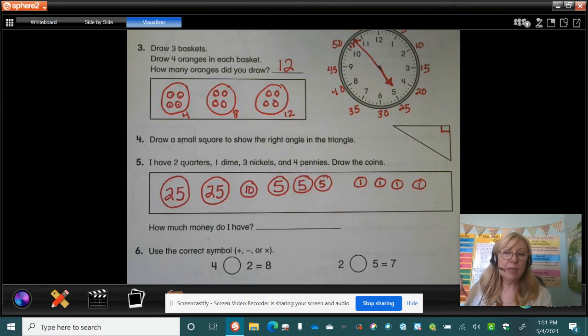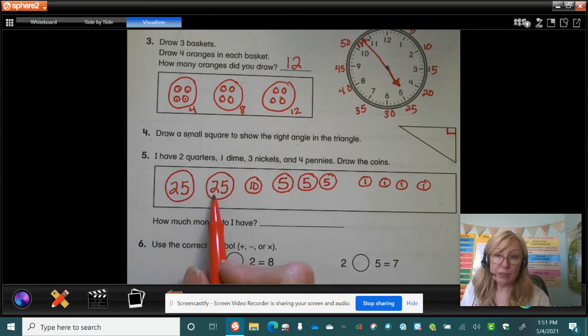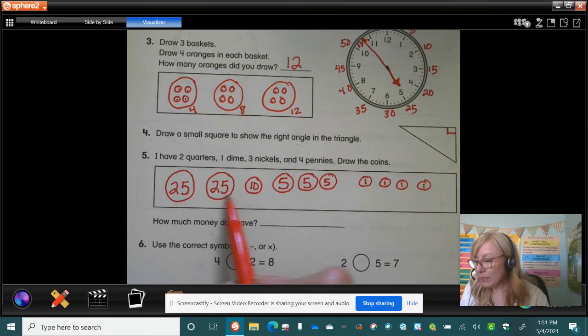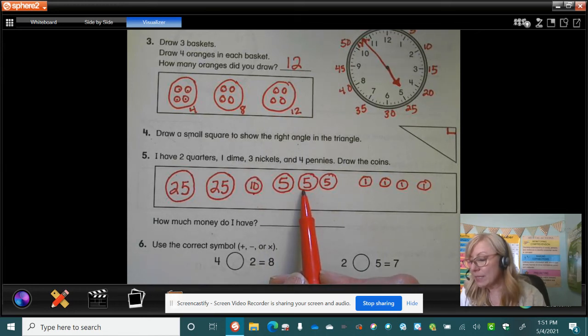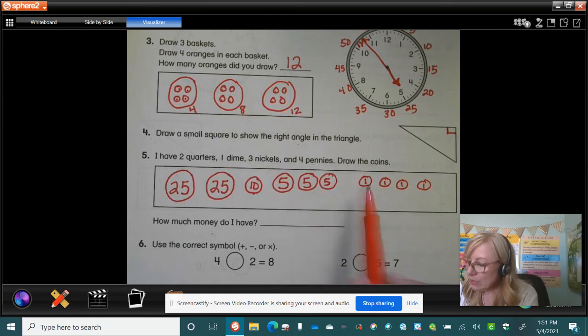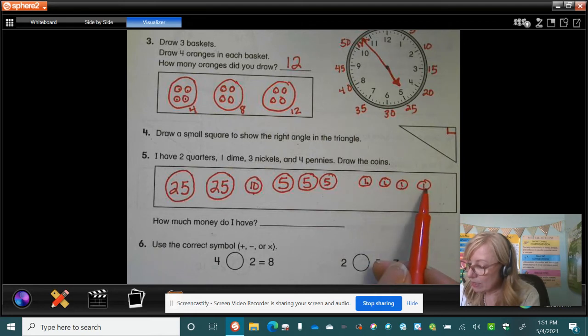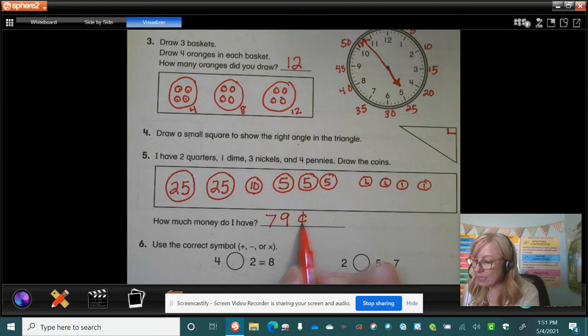Okay, now it's time to count our money. I know 25 and 25 is 50. 50 plus 10 is 60. 60 plus 5 is 65. 65 plus 5 is 70. And 70 plus 5 is 75. 75, 76, 77, 78, 79. I have 79 cents.